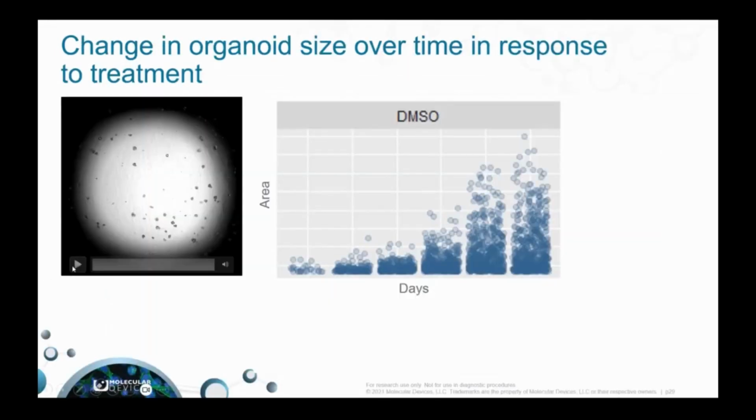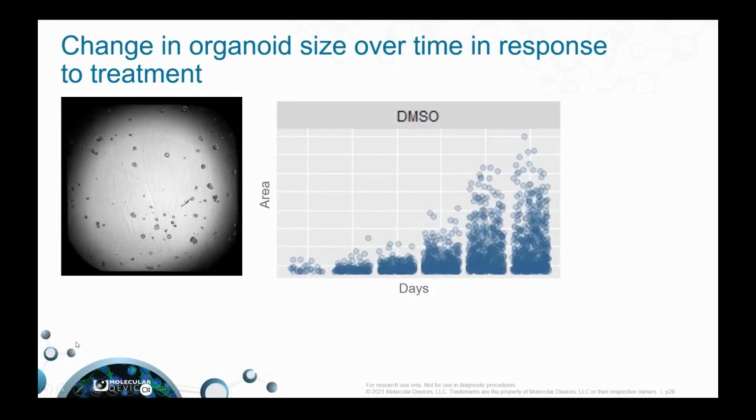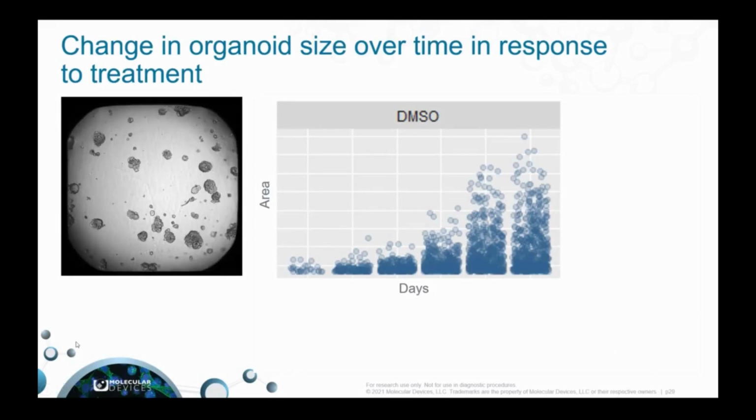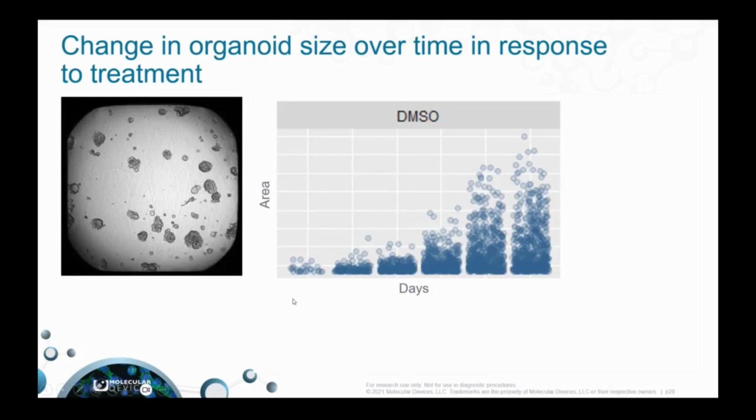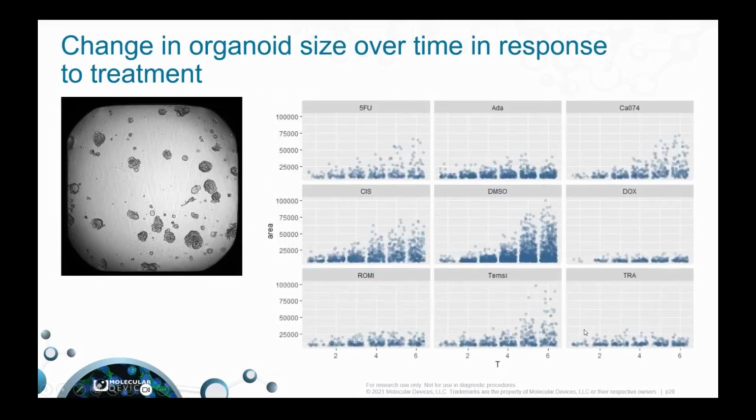Here is a time-lapse playback of the CRC organoid growth. To quantify the observations, we developed a deep learning-based segmentation model to help us identify each organoid that you see in this image. And from that image segmentation, we can derive measurements related to the size of the organoid. Shown here on the right is a plot of that. Each point represents an organoid, and the x-axis is time. You can see over time the sizes on average increase. And this is what the same plot looks like for all the other treated organoids.